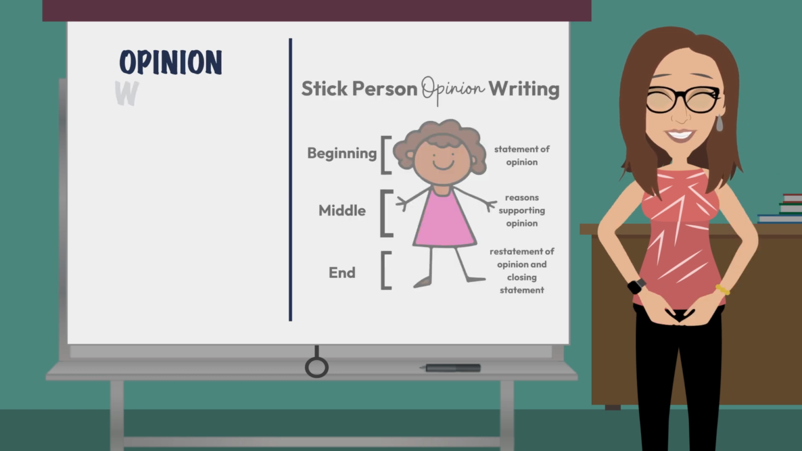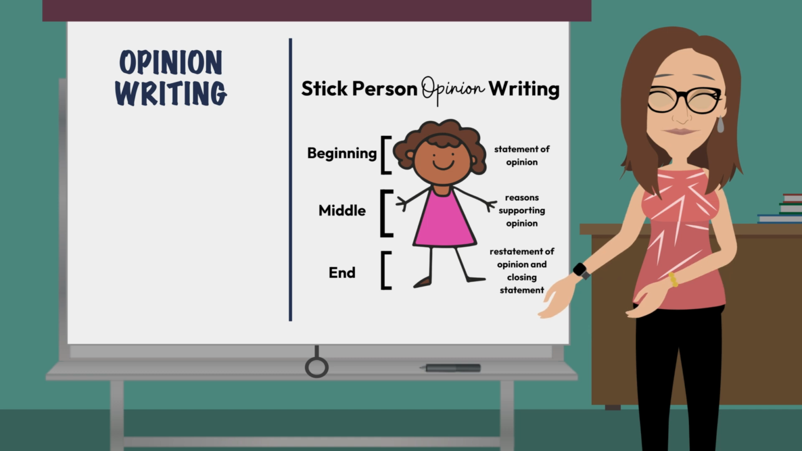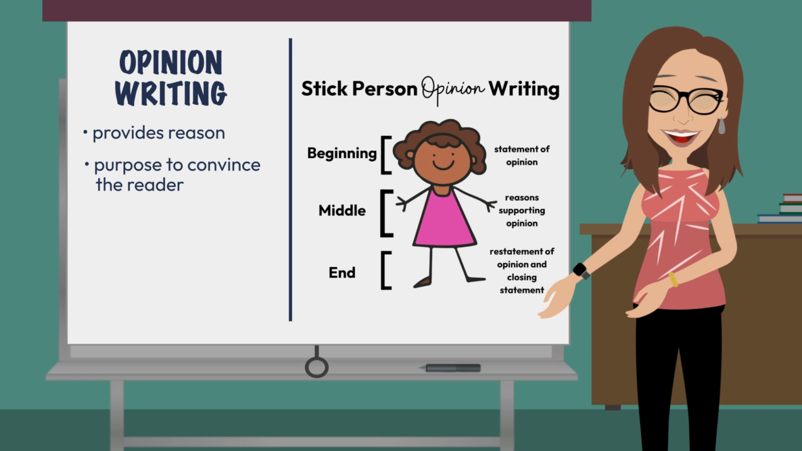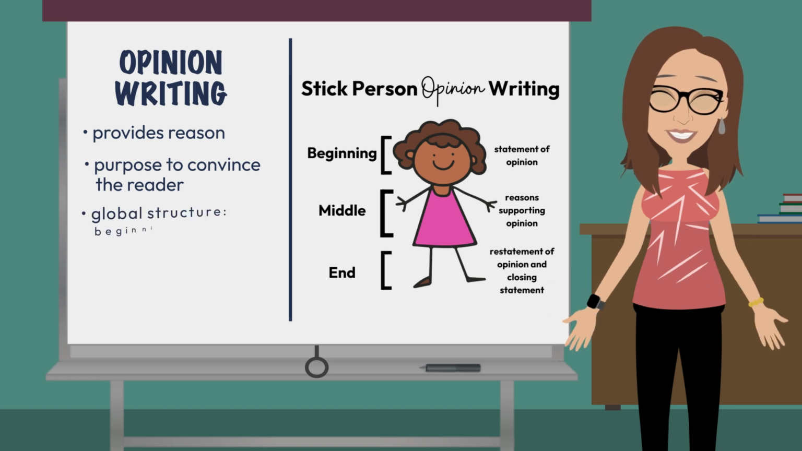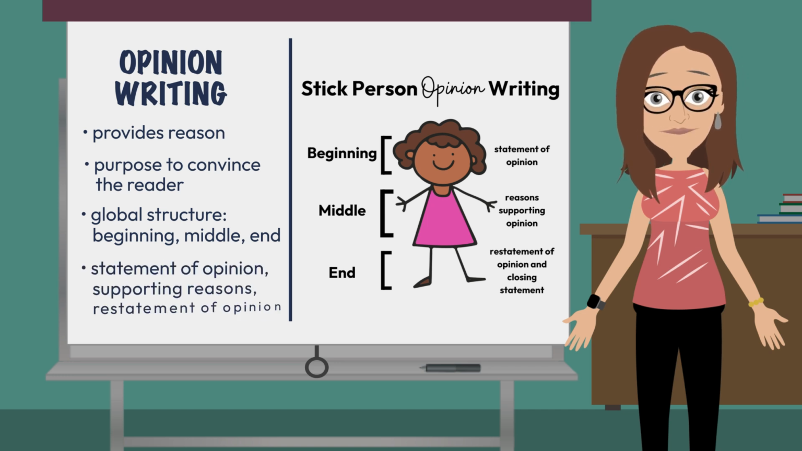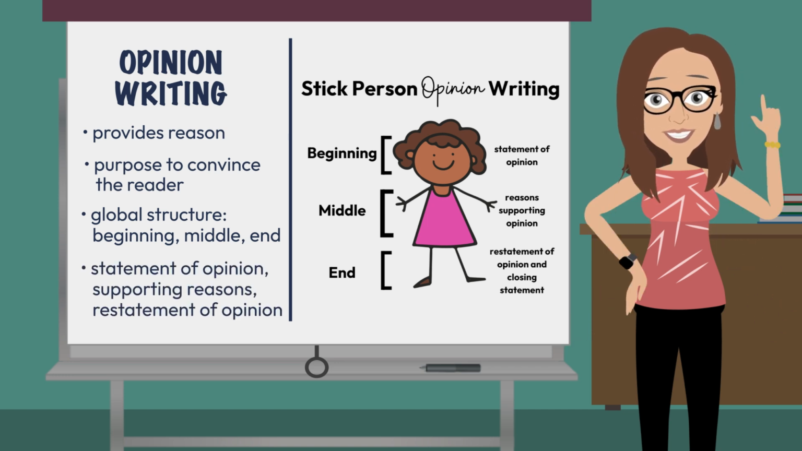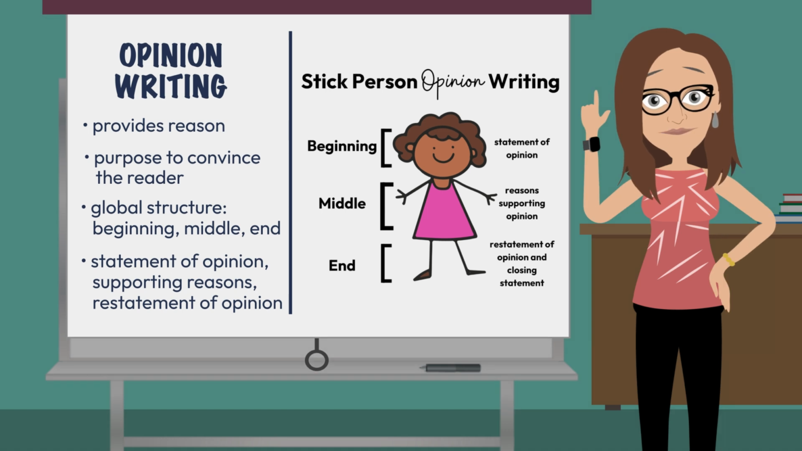And the last type of writing we discussed was opinion writing. Opinion writing provides facts in the form of reasons, as the purpose is to convince the reader to agree with the stated opinion. Opinion writing also has a global structure of beginning, middle, end structured around a strong statement of an opinion, reasons to support the opinion, and a restatement of the opinion.